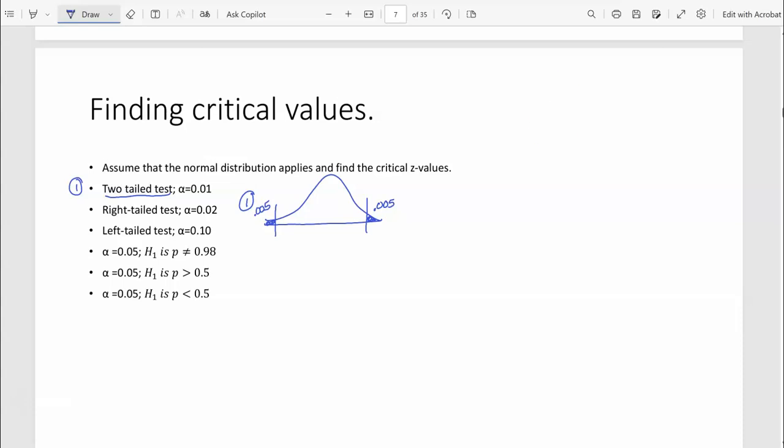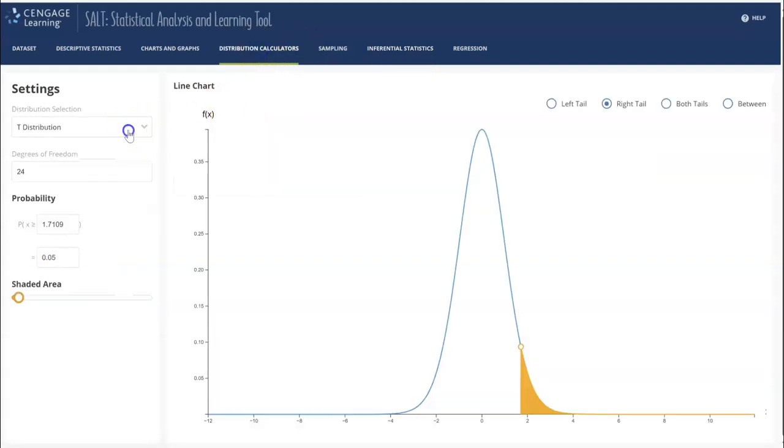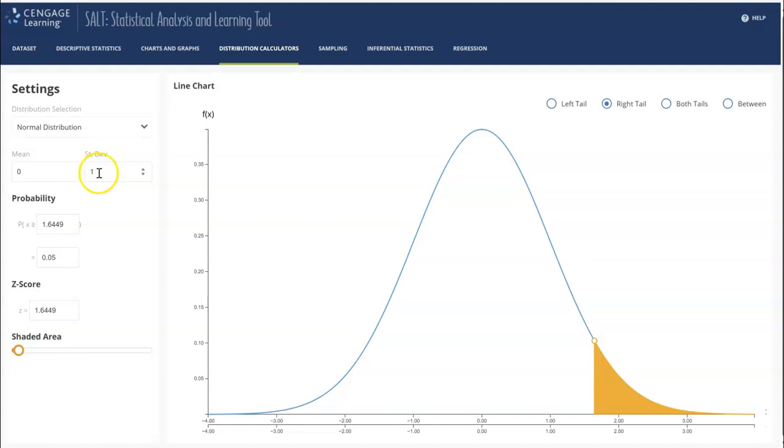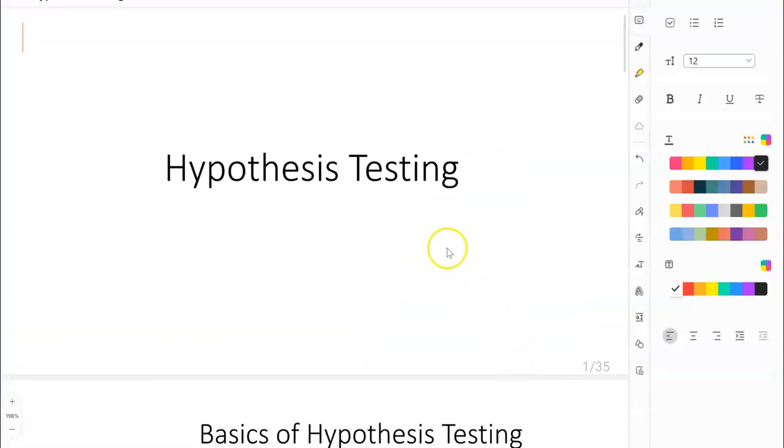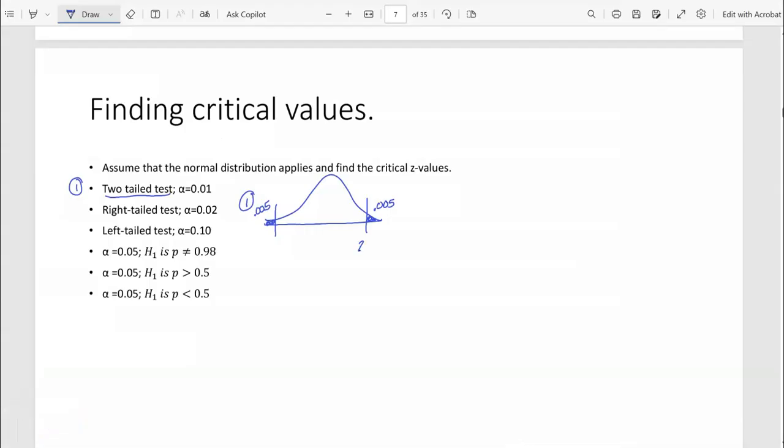So we're going to go to SALT, distribution calculators, normal distribution, mean 0, standard deviation 1, and we want that 0.005 in that right tail. And we're going to get that z-score value of 2.58. If we look at the left tail, we're going to get negative 2.58. They're going to be the same number. If it's a two-tail test, it's just one's going to be negative and one's going to be positive. And that's because of the symmetry we have with this graph about 0 and the fact that it's a standard normal. So our critical values are 2.58 and negative 2.58.